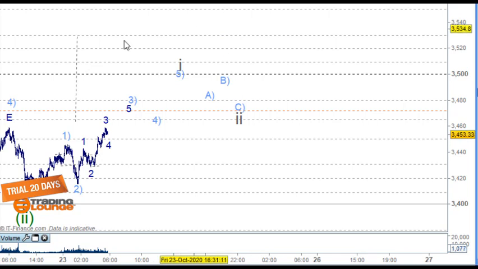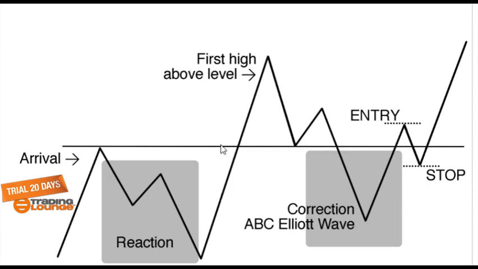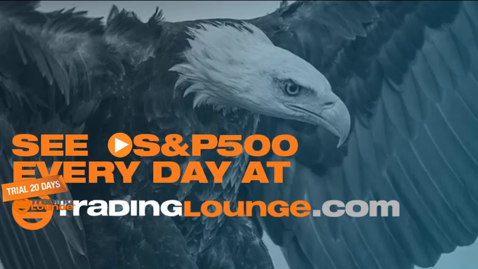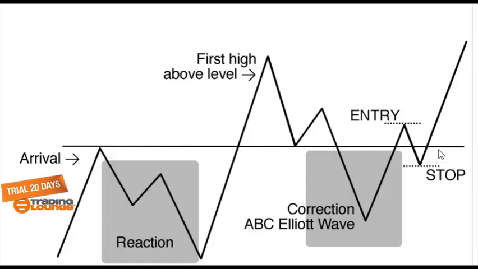So we look for a classic trading levels pattern sitting on there, hopefully, and that would look like this here. If this is the 3500, we'll have the arrival, the reaction, the first high above the level, ABC correction, and then look for support over this point here.